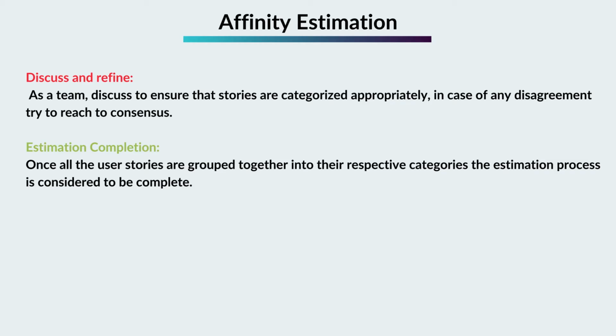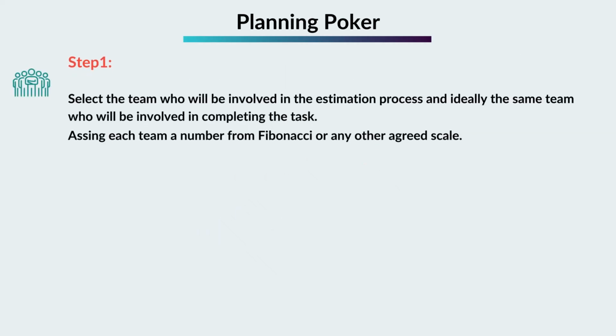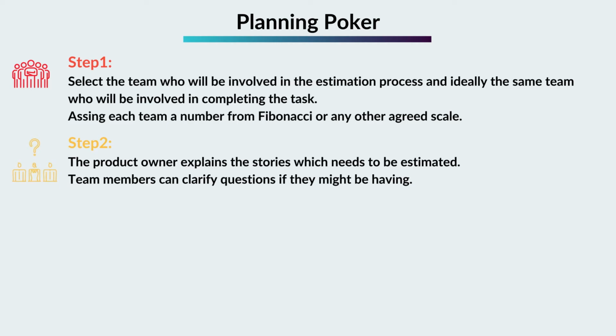be complete. Planning poker. The planning poker estimation method is a collaborative approach involving the entire team. Here is the step-by-step breakdown of how planning poker typically works. Step 1. Select the team who will be involved in the estimation process, ideally the same team who will be involved in completing the task. Assign each team member a number from Fibonacci or any other agreed scale. Step 2. The product owner explains the stories that need to be estimated. Team members can clarify questions they might be having.